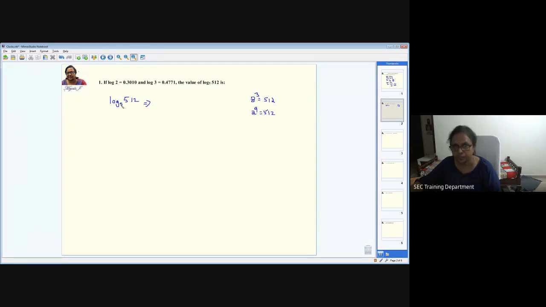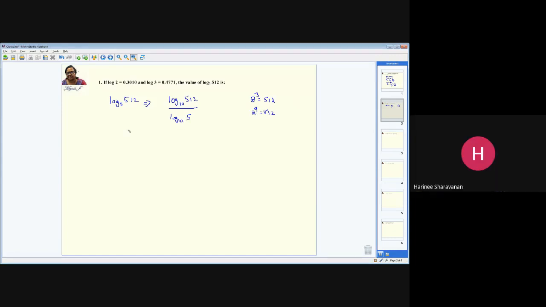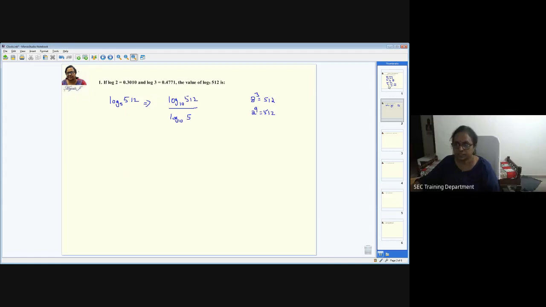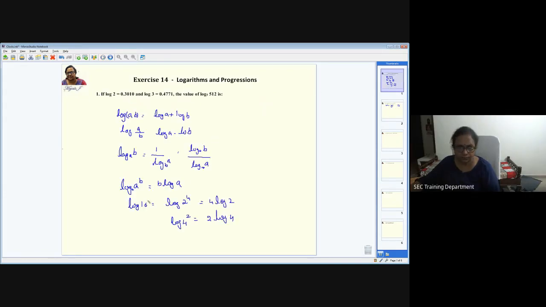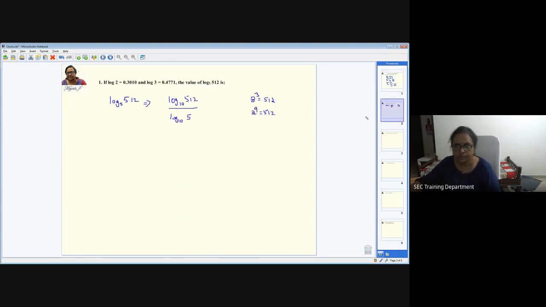First, we have to remove this from the base. As I told you, you can have a common base. So in that case, 512 will come up and then this 5 will come down. The common base can be 10. This we have seen on the last page: log B to the base A can be written as log B by log A. We can write in the same way here, log 512 by log 5.